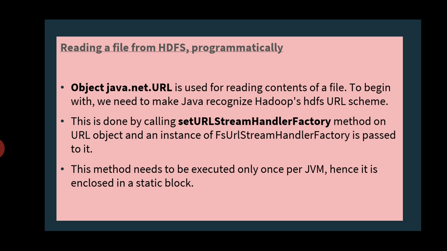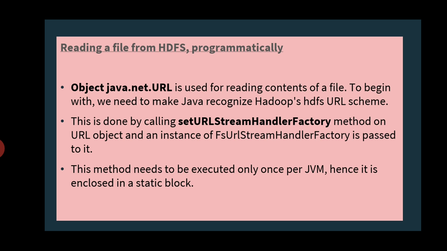Now we can see reading a file from Hadoop file system programmatically. Now we can look at these points. First one, the object java.net.URL. It is used for reading the content of a file. What is the purpose of this one? It is used for reading the content of a file.